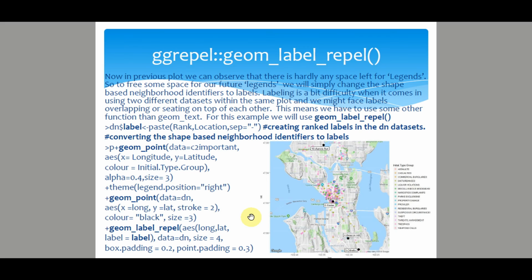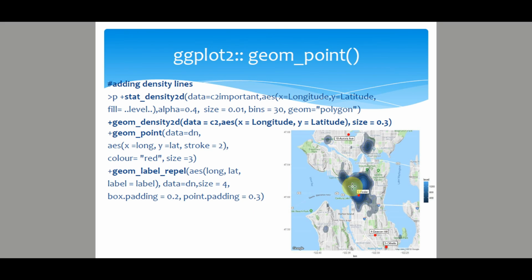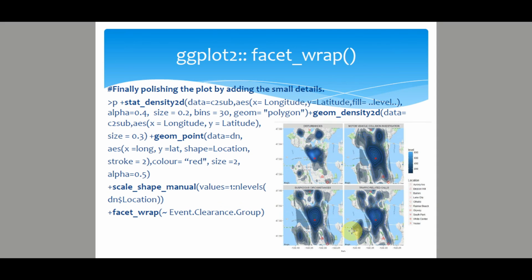Alternatively, we can also plot the density of the data for each event by using the stat_density_2d function and get the same results as with the geom_point function. Add a density line to highlight the density estimate using geom_density_2d. Again, another way to highlight the most occurred crime types is by using the facet_wrap function. Filter the data with the most occurred crime types, then apply facet_wrap on the column name event clearance group. Finally, polish the plot by adding some details like geom_point and scale_shape_manual.